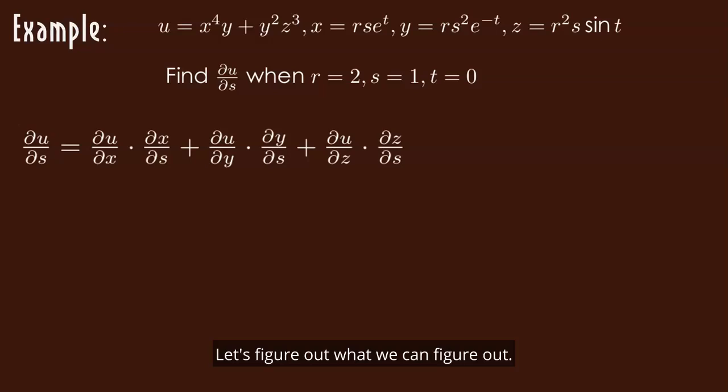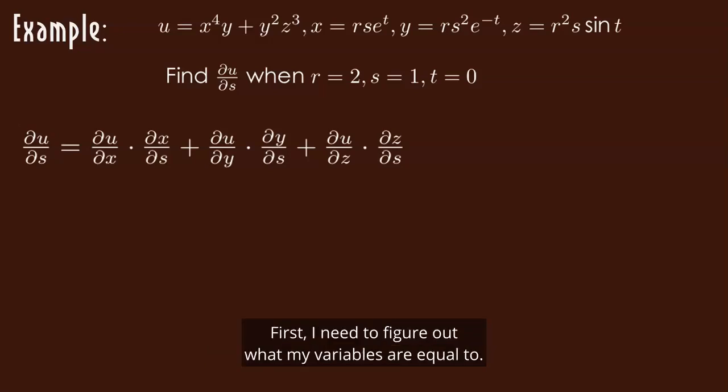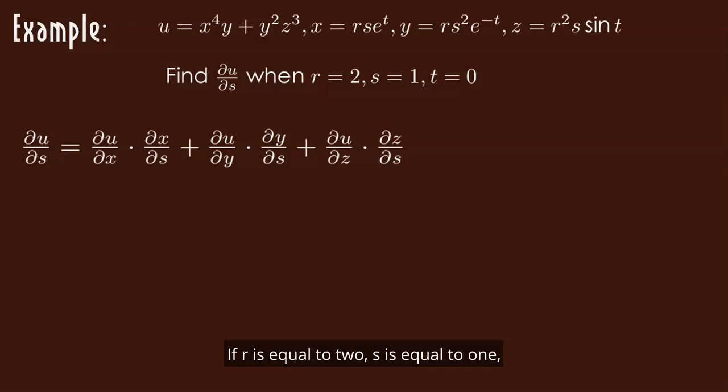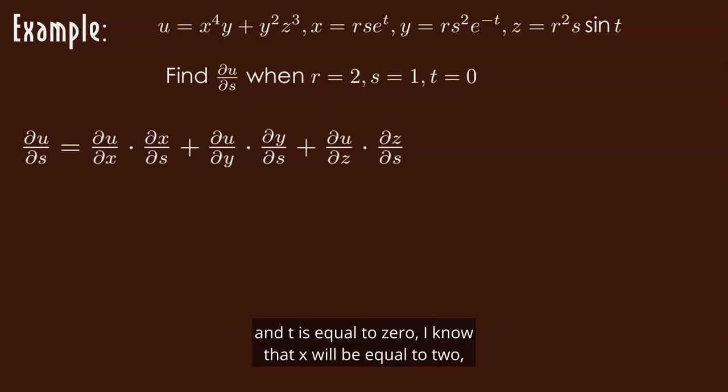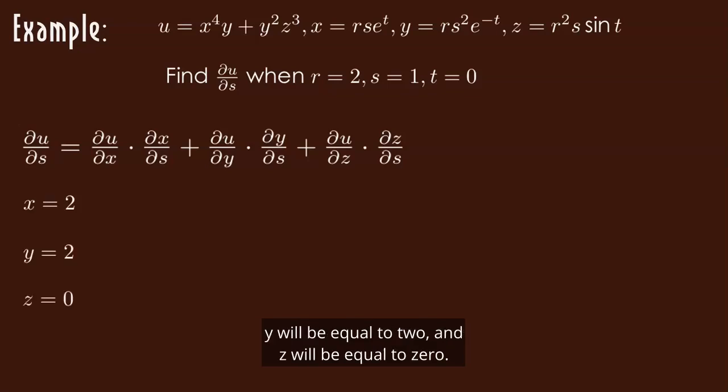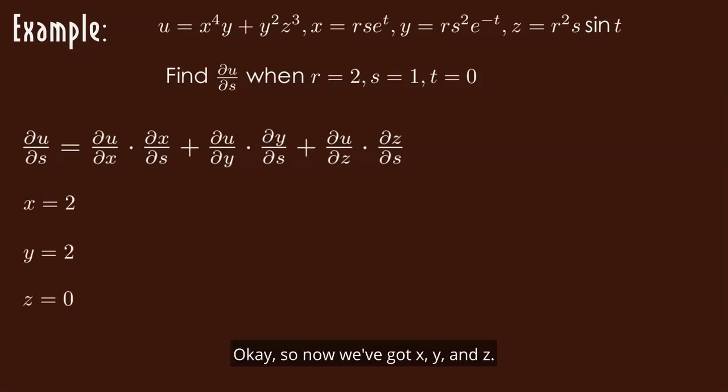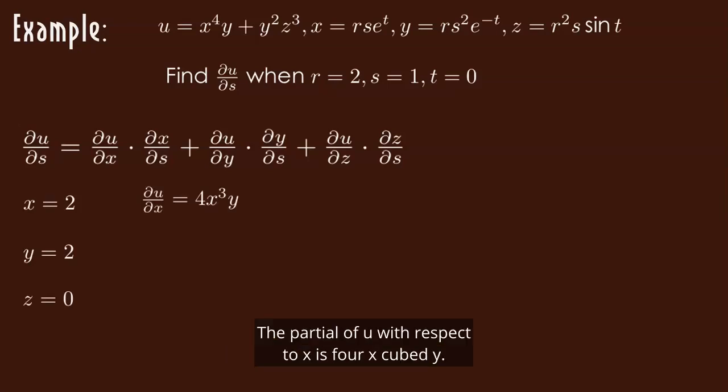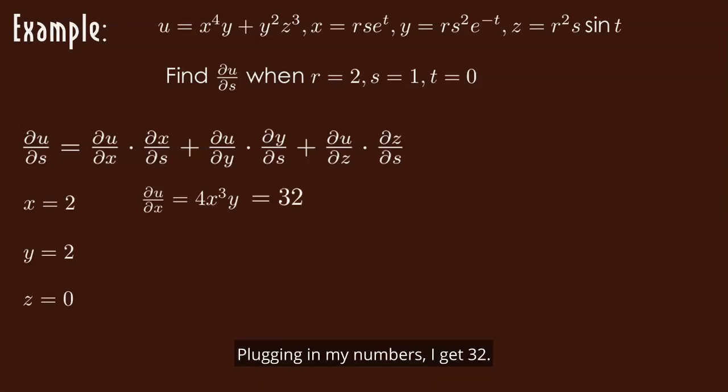Let's figure out what we can figure out. First, I need to figure out what my variables are equal to. If r is equal to 2, s is equal to 1, and t is equal to 0, I know that x will be equal to 2, y will be equal to 2, and z will be equal to 0. Okay, so now we've got x, y, and z. Let's look at my partials. The partial of u with respect to x is 4x cubed y. Plugging in my numbers, I get 32.